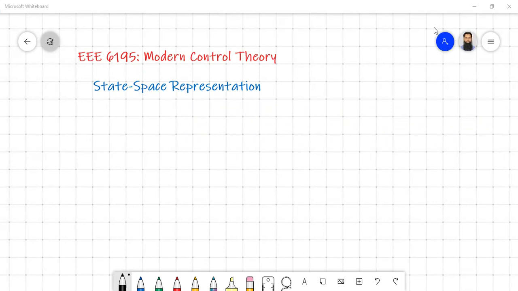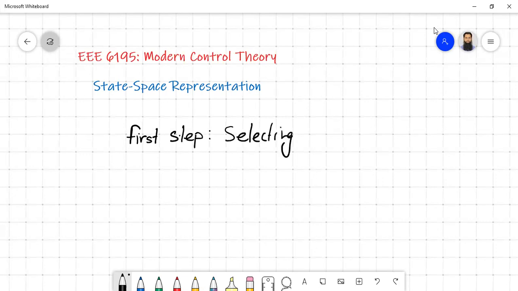So the first step in state space representation is to select the state vector, the X that we have said. So the first step is selecting the state vector, or X. So, points to be noted in selecting the state vector.